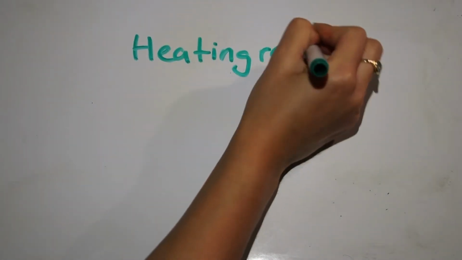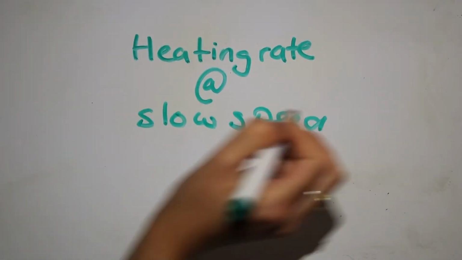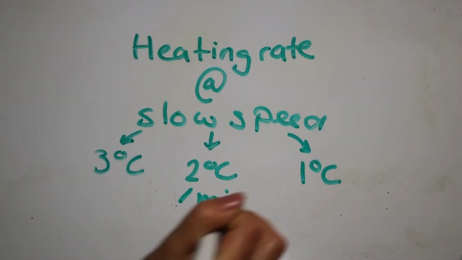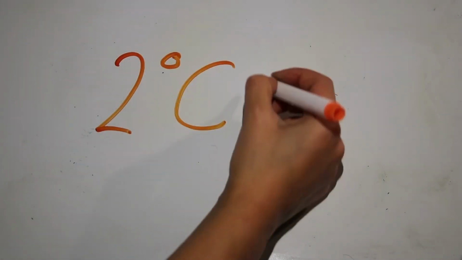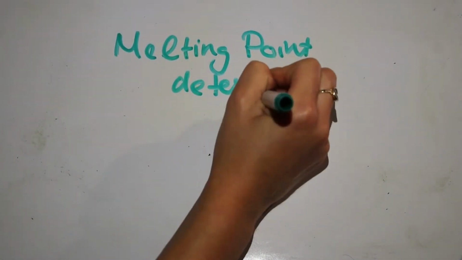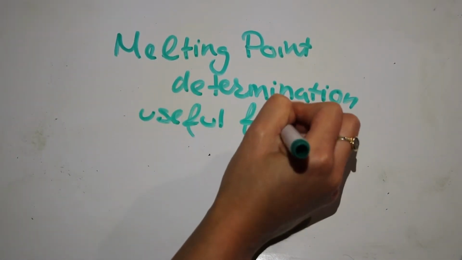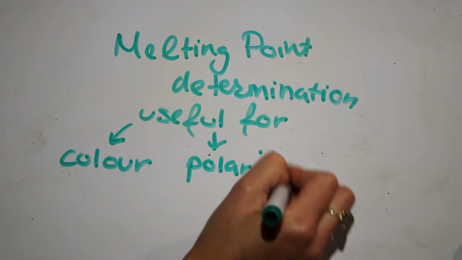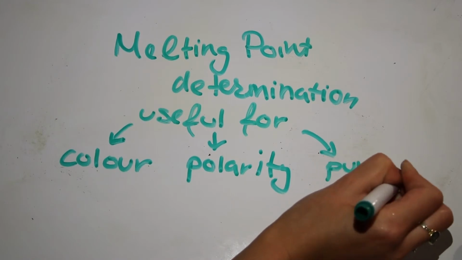What is the recommended heating rate for the slow speed setting? Is it 3 degrees, 2 degrees, or 1 degree Celsius per minute? Melting point determination is useful for which of these? Determining the colour of a substance, determining the polarity of a substance, or determining the purity of a substance.